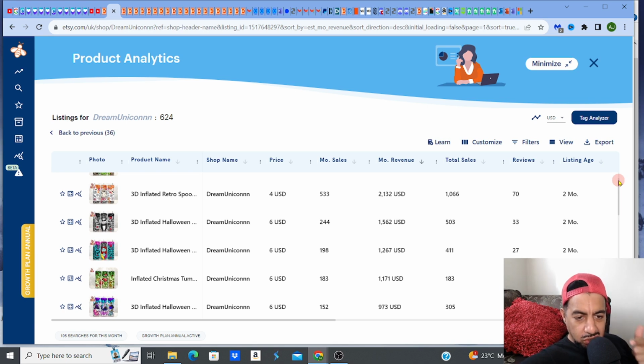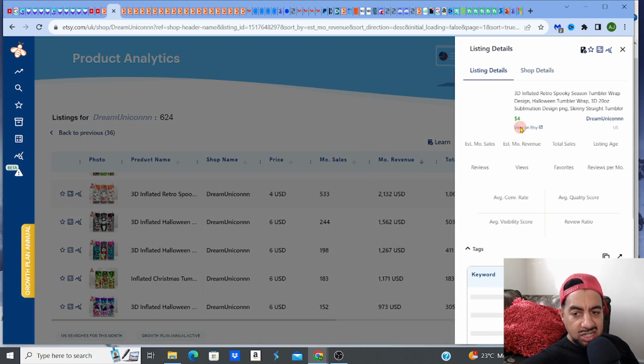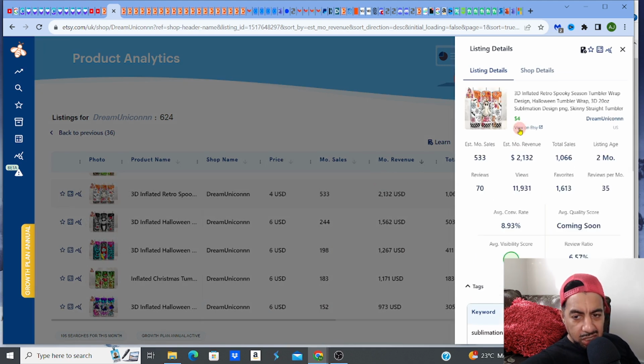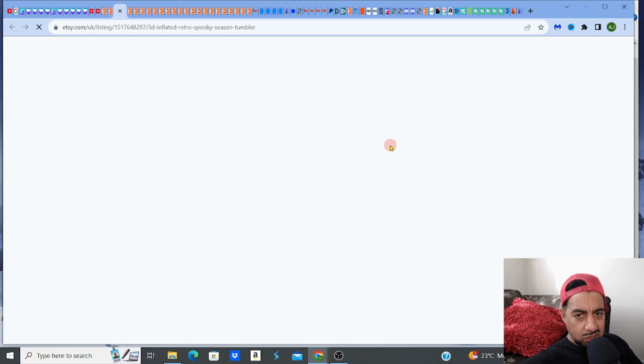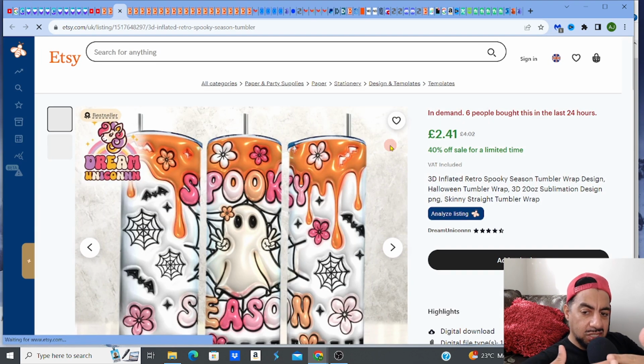And they're focused on 3D inflated designs. And what they do is they combine it. So what you do is you have your 3D inflated, let's just use this big one as an example, right? You do your 3D inflated, but you focus on a season. You focus on Halloween, you focus on Christmas, you focus on something specific, okay? And this is where you can actually combine to make that money.